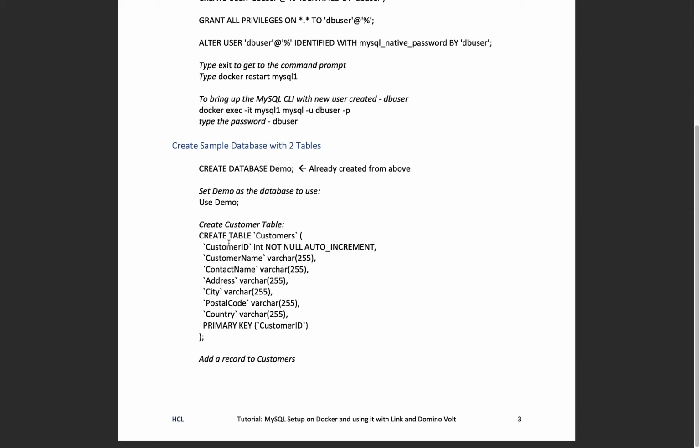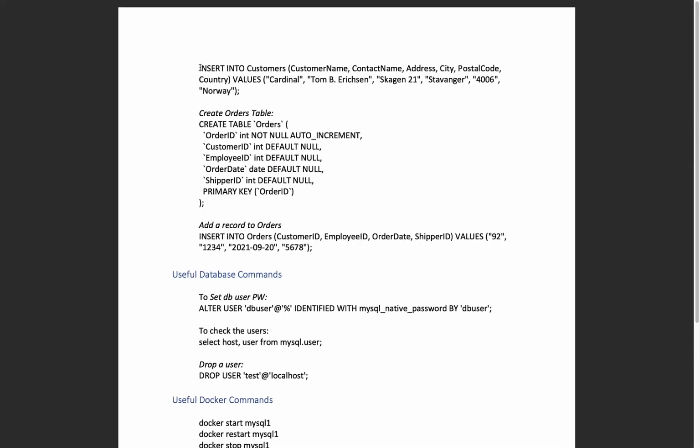All right, next, we'll create a couple of tables. So we already created the database. We want to set our environment to use that database, and then we can copy this command here to create the customer table. We'll add a record to the customer table using this insert command, and then we're going to create another table called orders, and then we'll add a record to orders.